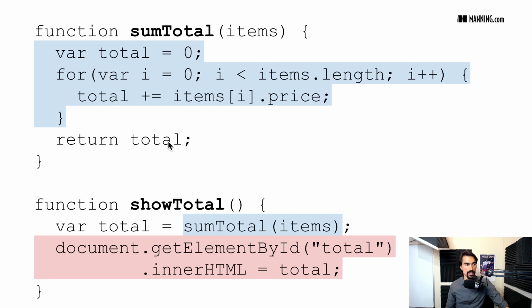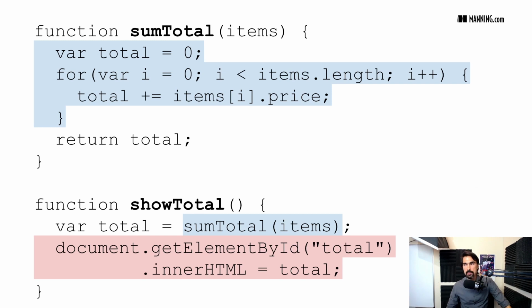And now showTotal, instead of having the for loop inline in there, is going to call sumTotal. And I made a mistake. Items should be red because it is still reading from the global variable. So this items thing should be red. And then, of course, this is unchanged. So notice we've built a calculation called sumTotal. We've moved a lot of code out of this action and into a calculation.